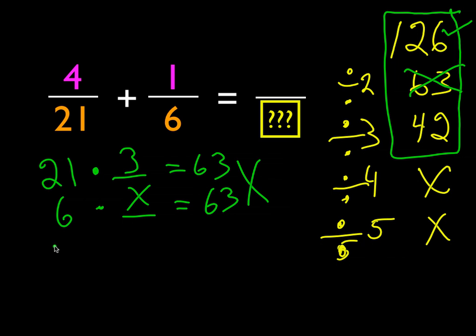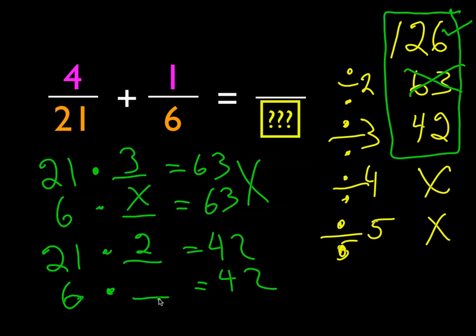So what about 42? 21 times what equals 42? Well, that is 2. 21 times 2 is 42. 6 times what equals 42? Well, 6 times 7 is 42. So look at that. We have a common denominator. 63 wasn't. 126 is. 42 is. And so our least common denominator, at least of the ones we checked, is 42. It's the lowest of the common denominators that we've checked.